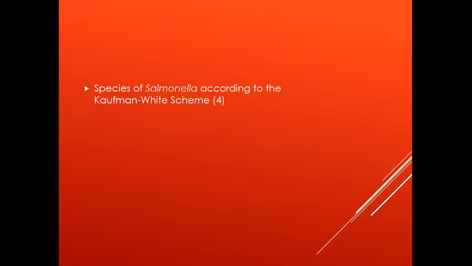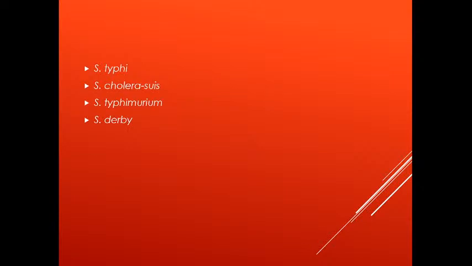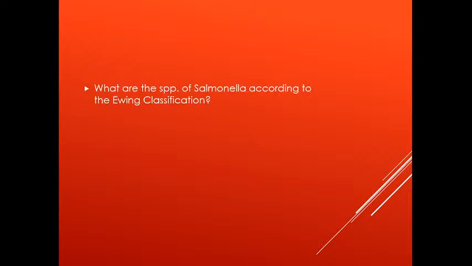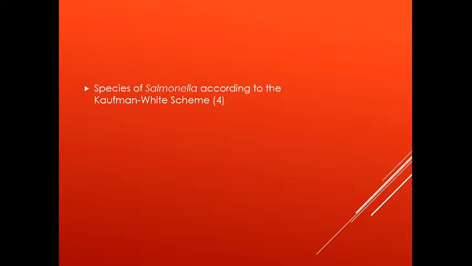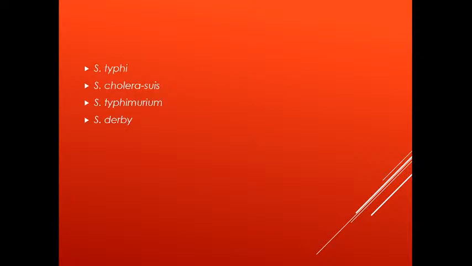There's the Kaufman-White scheme. Similar to Streptococcus, they have different grouping schemes. The Kaufman-White scheme speciates Salmonella into four organisms: Salmonella typhi, Salmonella choleraesuis, Salmonella typhimurium, and Salmonella derby. Now, the other one is the Ewing classification. You have Salmonella typhi, Salmonella choleraesuis, and this time, Salmonella enteritidis serovar typhimurium, and Salmonella enteritidis serovar derby. So please don't forget these two types of classification or speciation schemes.